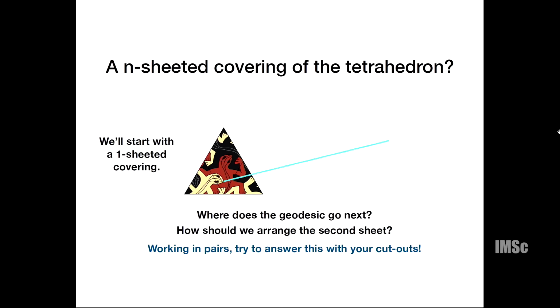So remember, you can't just put the second sheet in any orientation you want. The orientation is fully determined by the tetrahedron's shape. There's only one place this geodesic goes next, so this has to capture that.